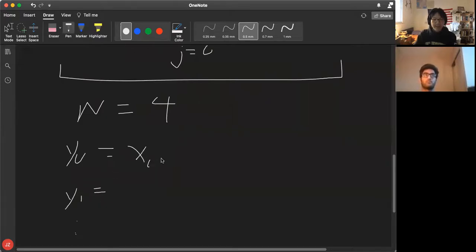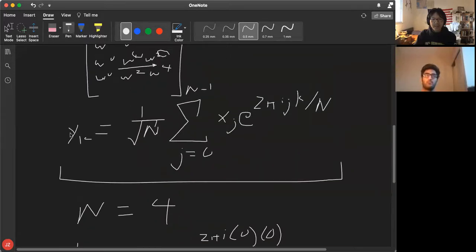So in this instance, we'd have x0, and then we just keep plugging in stuff, e to the 2 pi i, and then this is 0 for i and 0 for j. So j and k are just indexing your element.